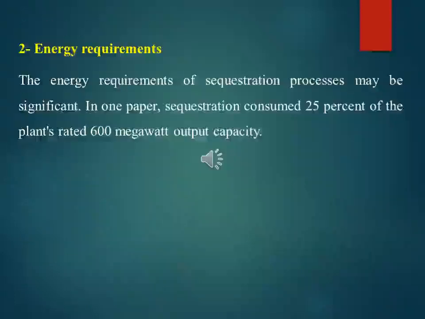The second obstacle is the energy requirement. The energy requirement of the sequestration process may be significant. According to one research paper, sequestration consumed 25% of the plant's rated 600 megawatt output capacity.